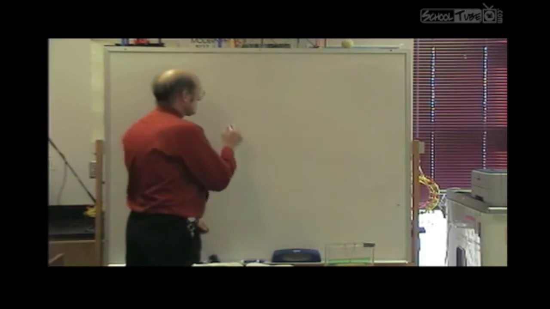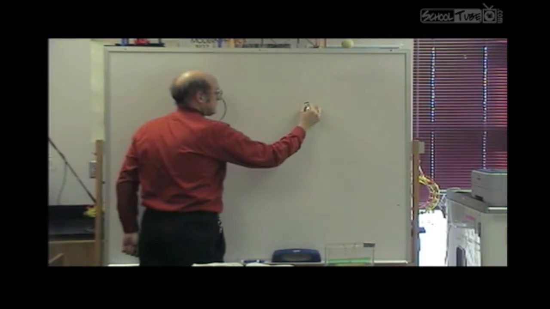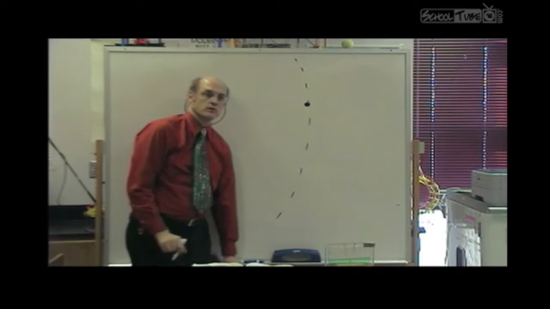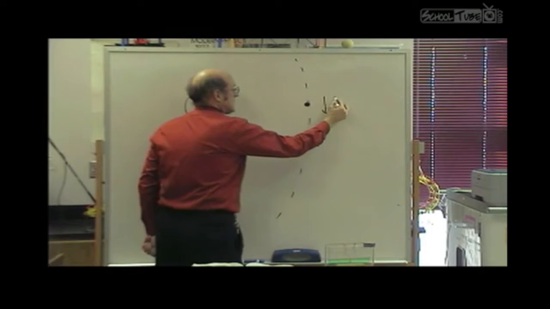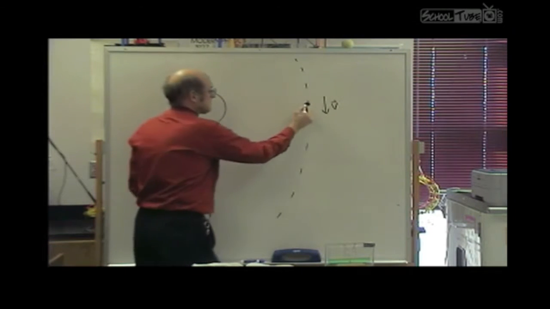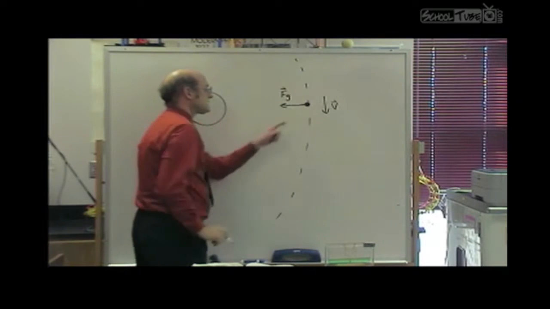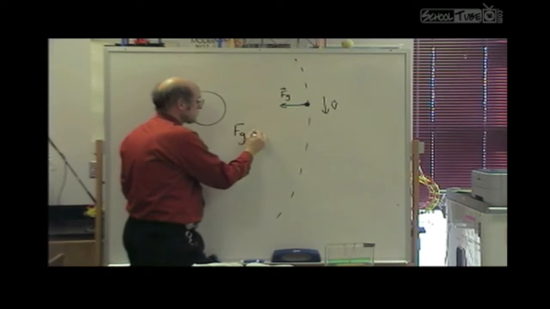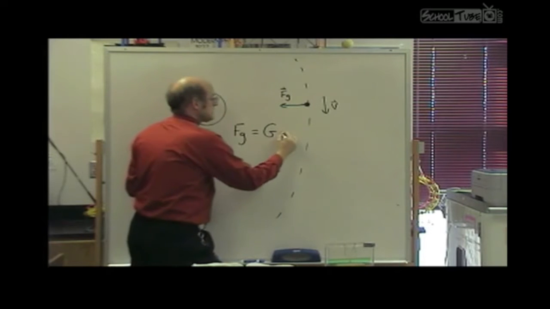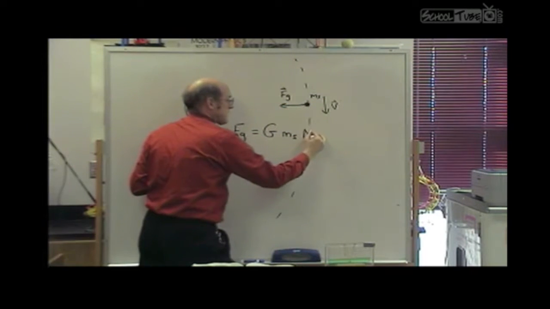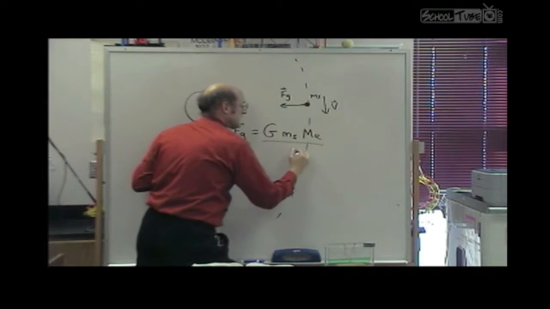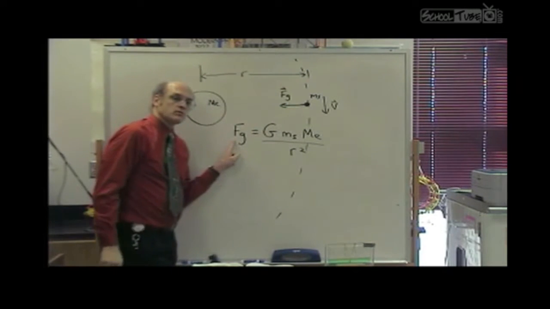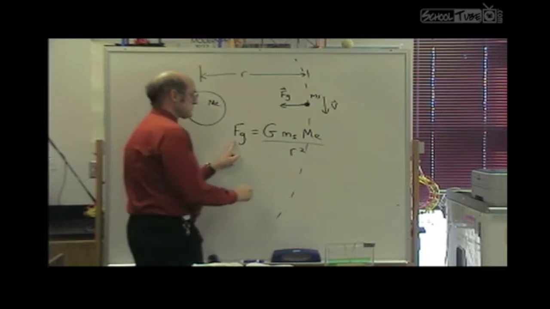Consider a satellite orbiting the Earth. Let's assume, for simplicity, that it's uniform circular motion. If we draw a free body diagram of the satellite, we see that the only force acting on it is the force of gravity. From Newton's universal law of gravitation, the force of gravity is equal to the universal constant times the mass of the satellite times the mass of the Earth divided by the center-to-center distance squared. The force of gravity is what provides the necessary center-directed force.